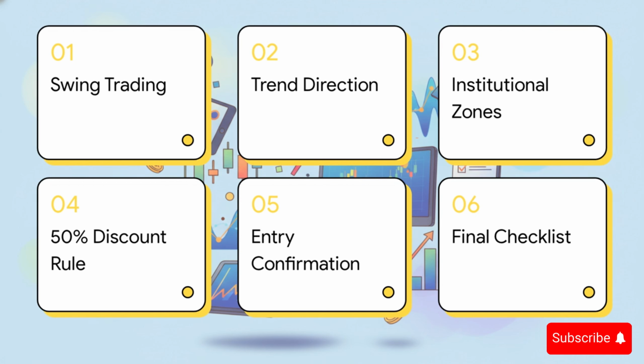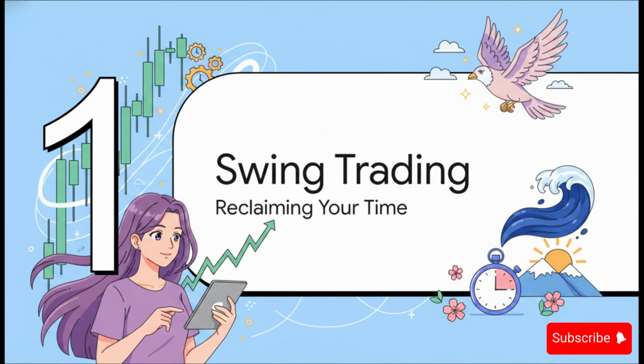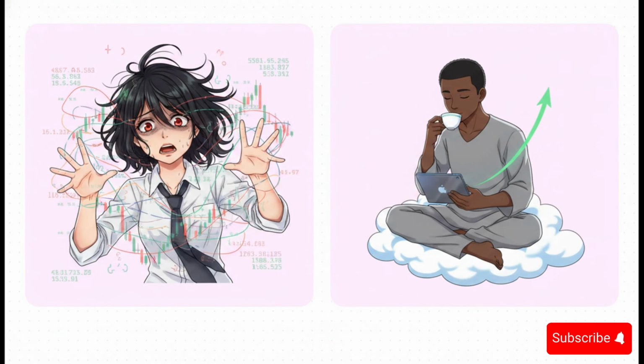Let's jump right in. Section 1, the swing trading advantage, reclaiming your time. Okay, let's start with exactly why we're using a swing trading framework instead of frantic day trading. Just look at the clear contrast here. On the left, you've got your classic amateur day trader. They're stressed out, over-trading, waking up at the crack of dawn, and honestly, they're incredibly vulnerable to the minute-by-minute market manipulation pushed by big institutions.